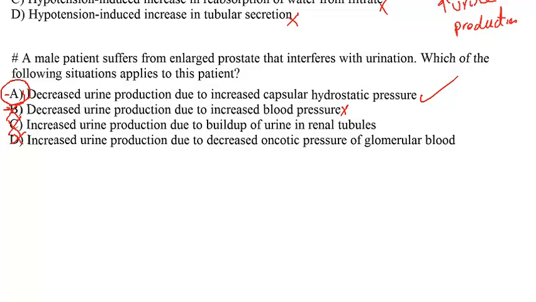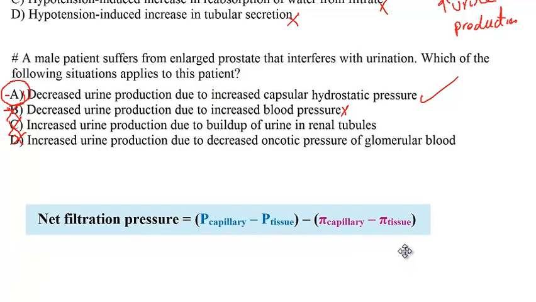Okay, so once again, this was the equation that I described for you, and here what had happened was that the Bowman's capsule hydrostatic pressure increased. And so if Bowman's hydrostatic pressure increases, the net filtration decreases because it has a minus sign right here.